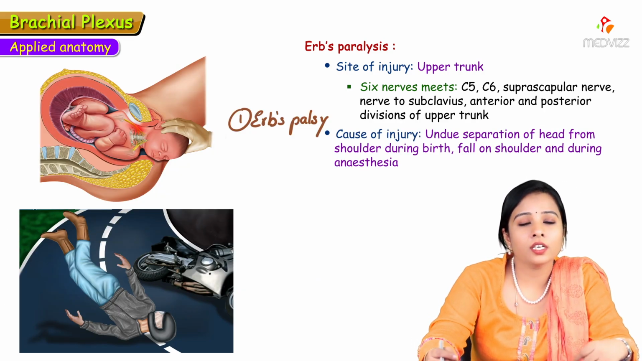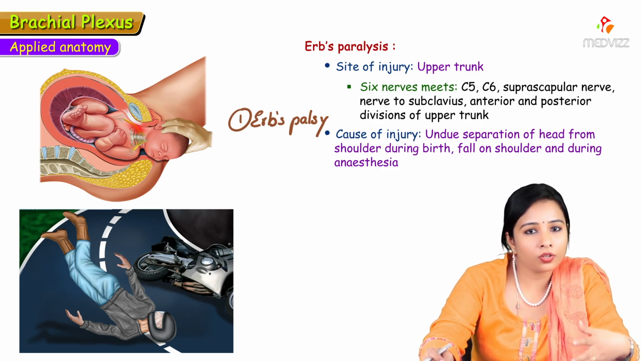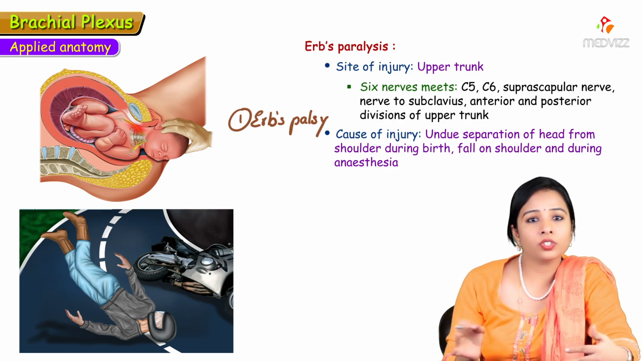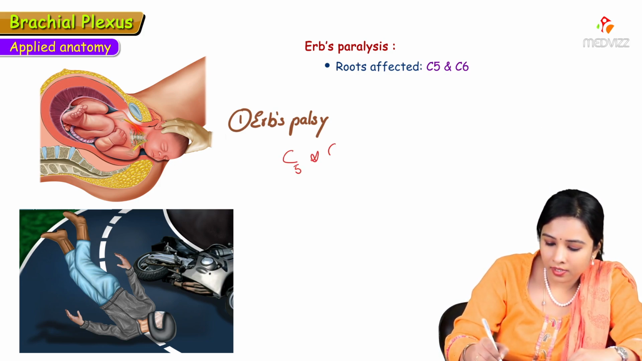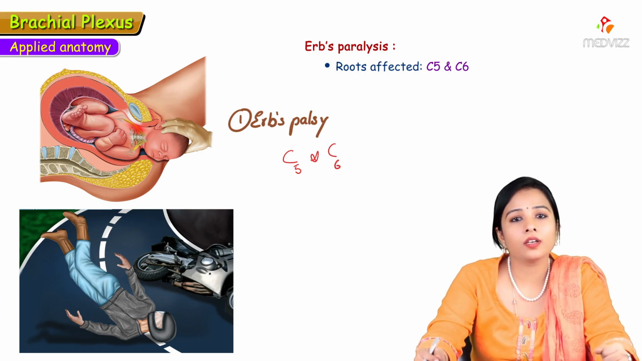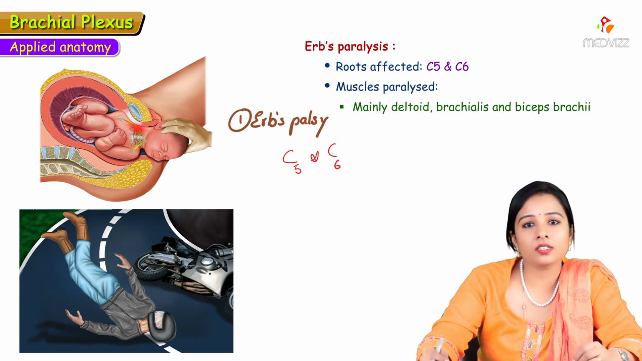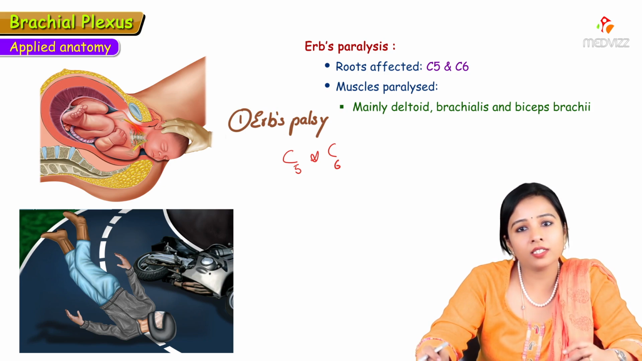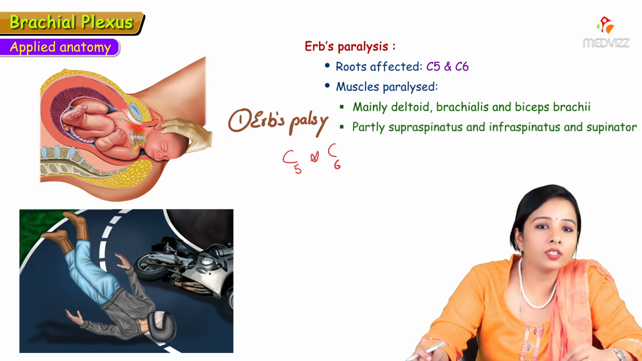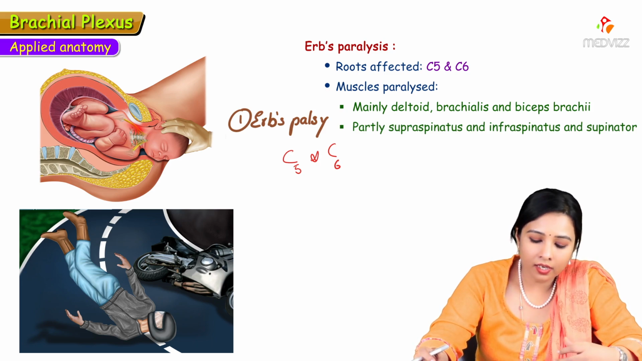And the cause of this injury is during birth. It can occur due to undue separation of head from the shoulder during parturition, or a fall on the shoulder, or during anesthesia. So these are the causes of the injury, and the roots affected in this injury are C5 and C6, where they join to form the upper trunk. The muscles paralyzed are mainly the deltoid because the root value is C5, C6, brachialis muscle, that is the anterior compartment, because musculocutaneous nerve is also affected. So brachialis and biceps brachii of anterior compartment, partly supraspinatus, infraspinatus and supinator muscle. So these are the muscles which get paralyzed in Erb's palsy.